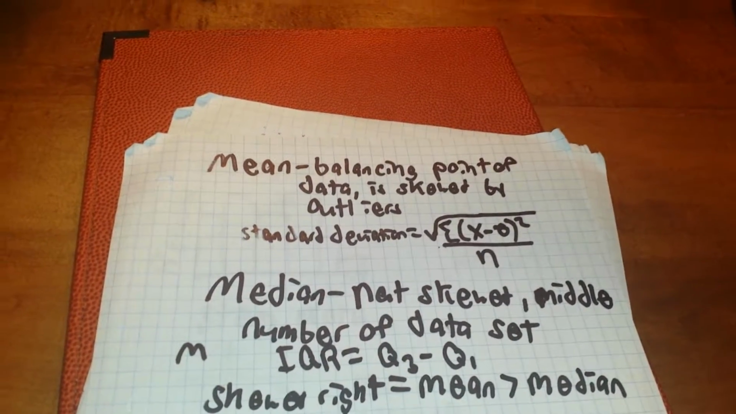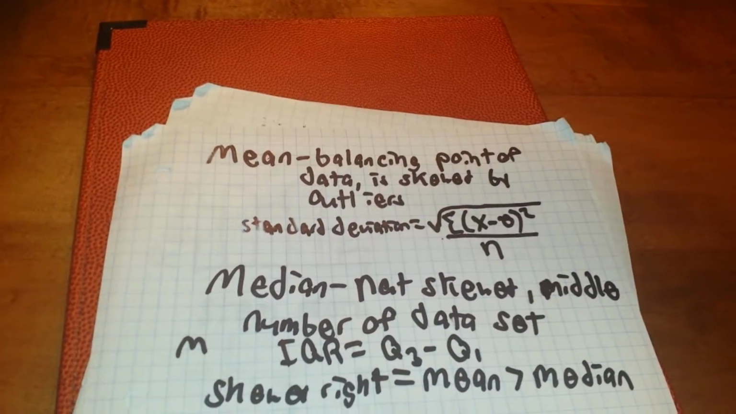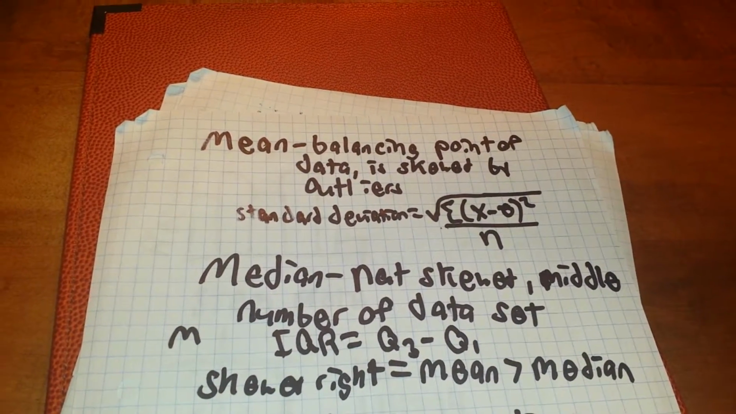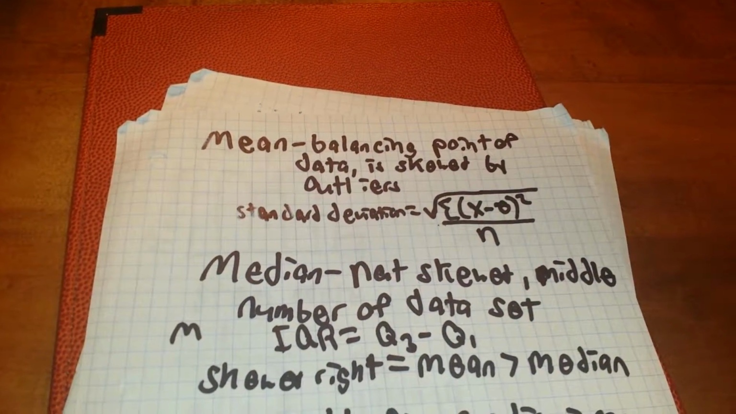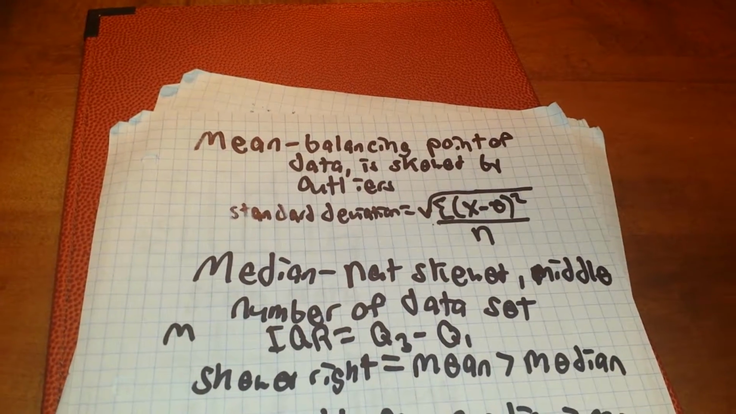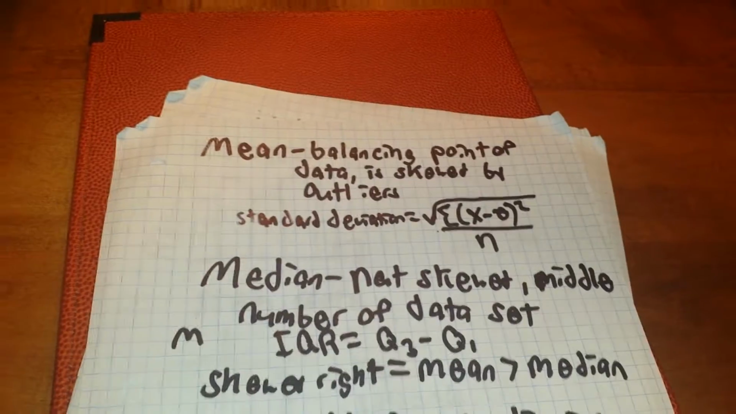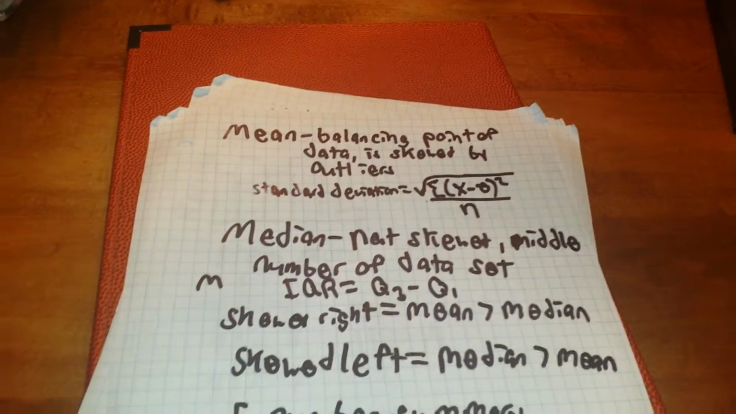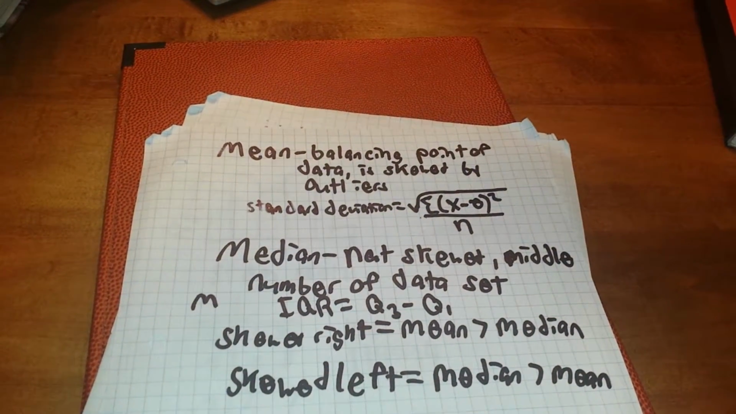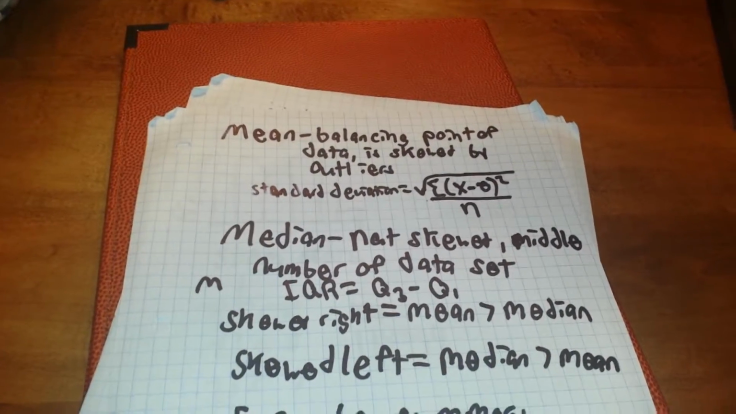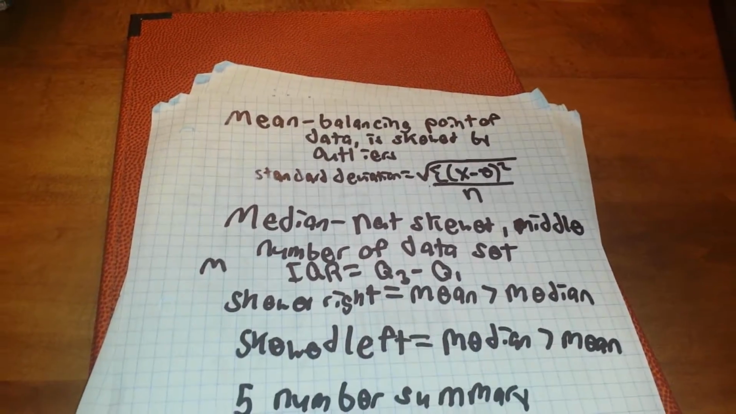Median is not skewed by outliers and is the middle number of the data set. The measurement of distribution for median is the IQR, which is the difference between the third quartile and the first quartile. If a data set is skewed right, then its mean is greater than its median. If it is skewed left, then its median is greater than the mean.